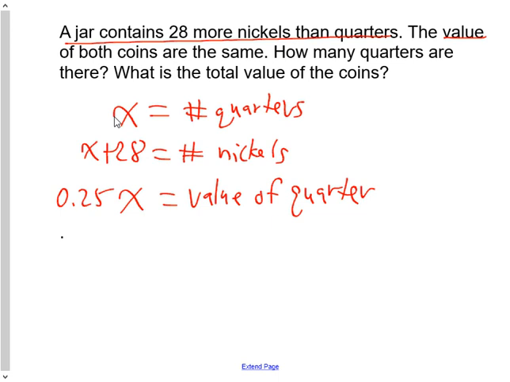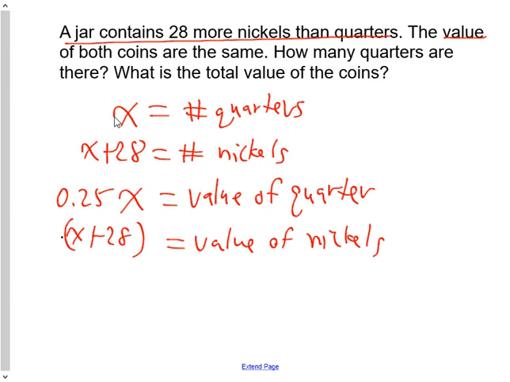And if I do the same thing for the nickels, the value of the nickels, I'm going to take the number of nickels, which in this case is x plus 28, and I'm going to put it in brackets because that's how many nickels I have, and I'm going to multiply that by 0.05, and that will be the value of the nickels. Okay? So step one is to set up your question like that.